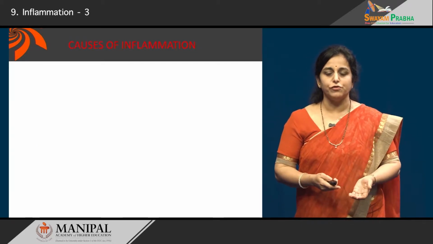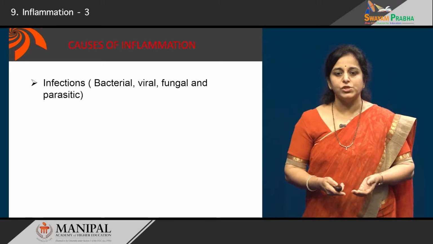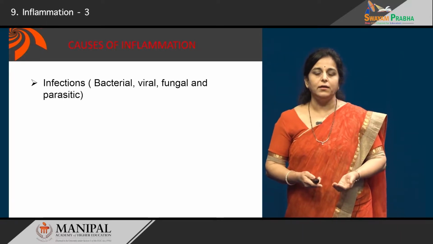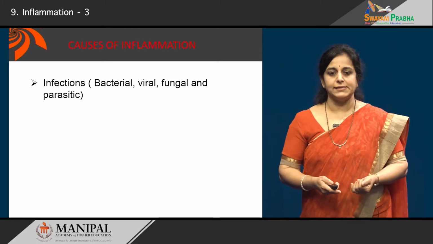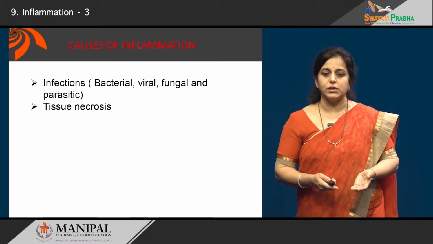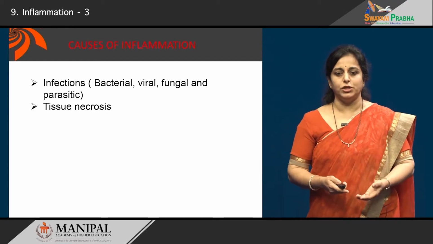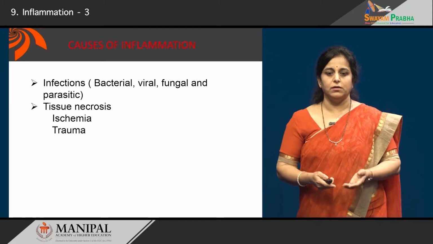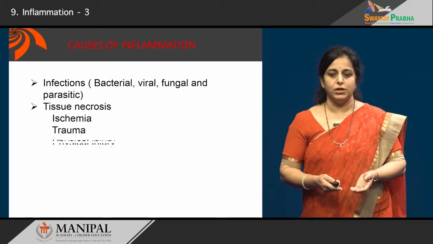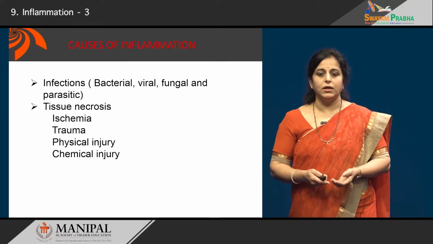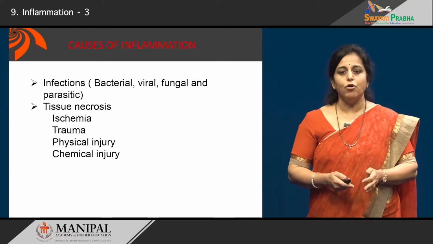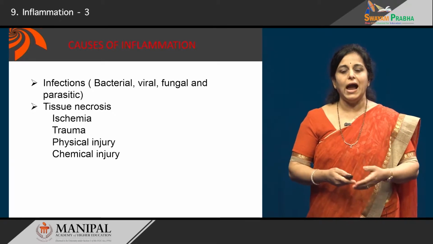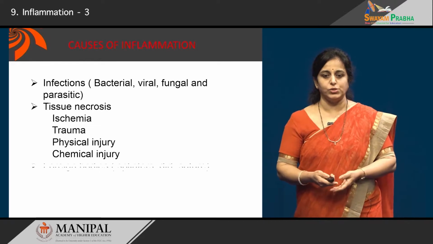Now, what are all the causes of inflammation? First and foremost is infections. Any kind of infection, bacterial, viral, fungal, parasitic, etc. Tissue necrosis, any condition where there is death of the tissue. For example, when there is ischemia and hypoxic necrosis, trauma to the site of injury, physical injury, chemical injury. So, basically any cause of cell death is a stimulus for inflammation to come to the site of injury and eliminate these dead or dying tissues.